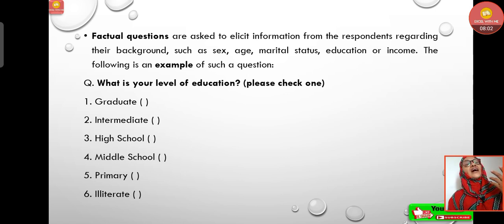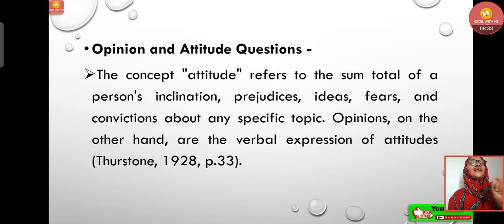Factual questions are asked to elicit information from the respondents regarding their background, such as sex, age, marital status, education or income. Let's see, the following is an example of such a question. What is your level of education? Please check one: graduate, intermediate, high school, middle school, primary, illiterate. This is one factual question here. Next one is opinion and attitude questions.